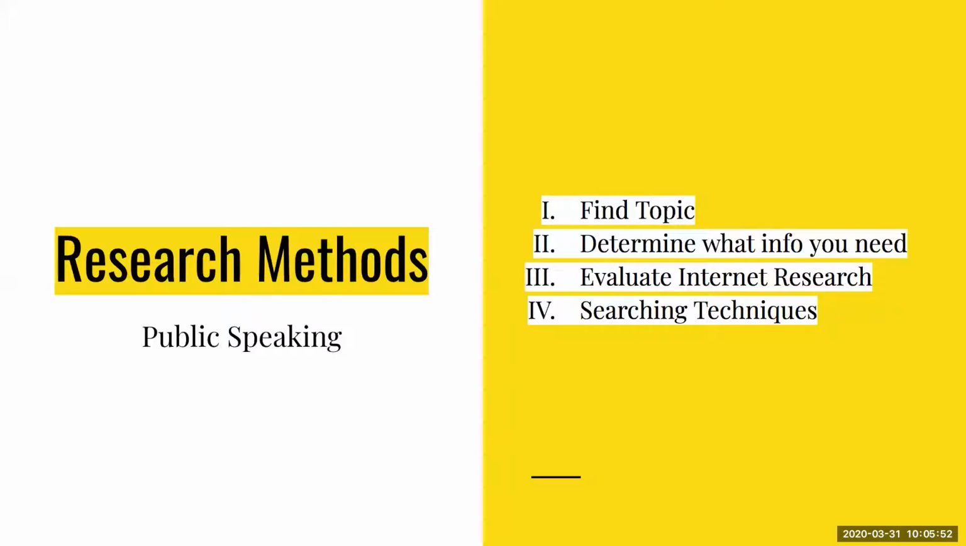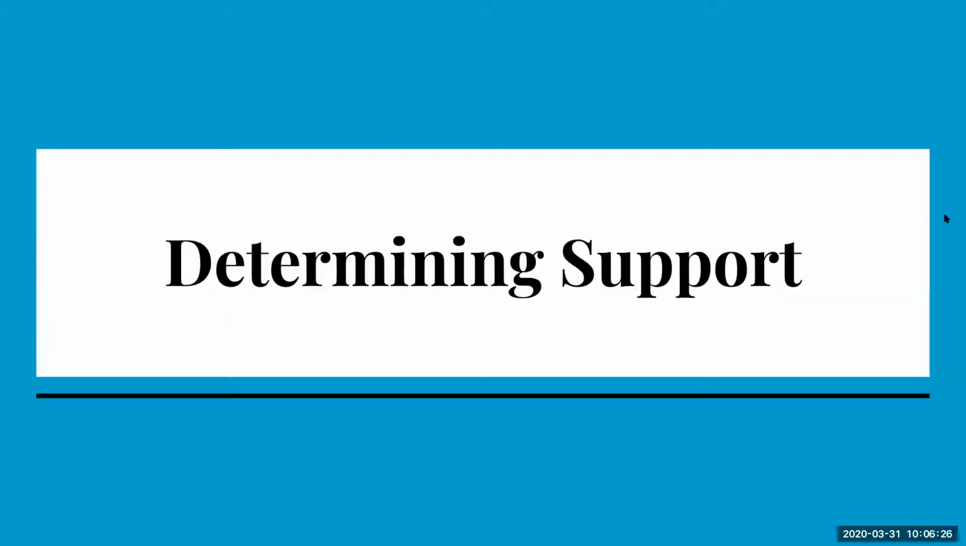The second thing that we'll talk about is determining what info you need before you hit the internet. Third, we'll talk about how to actually evaluate internet research once you're doing the research. And then lastly, we'll talk about certain techniques that you can use in the search for good, credible sources. That should save you a lot of time because research online can get really confusing and also take a very long time. So we're going to try and be able to do proper research in a shorter amount of time.